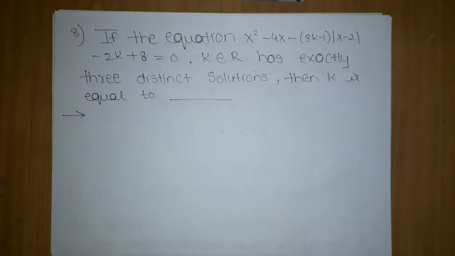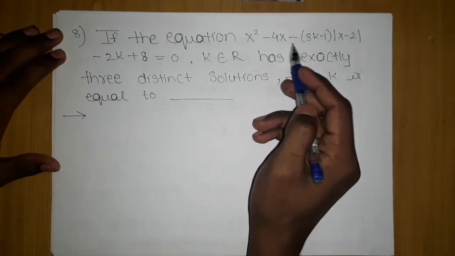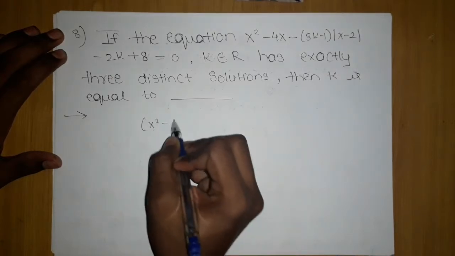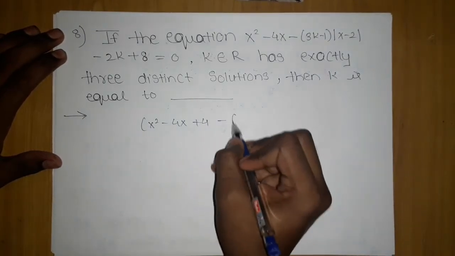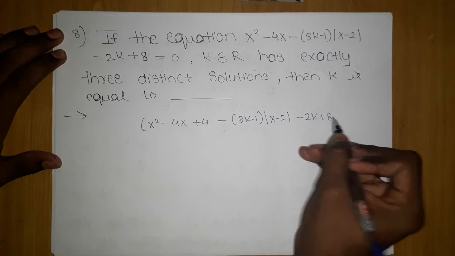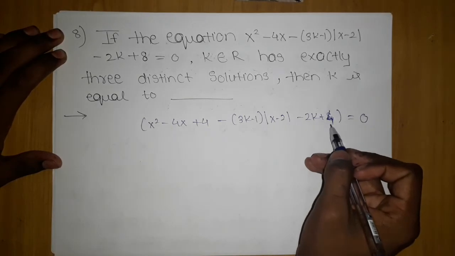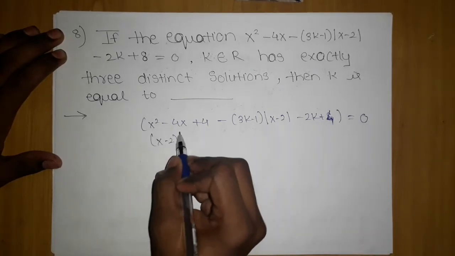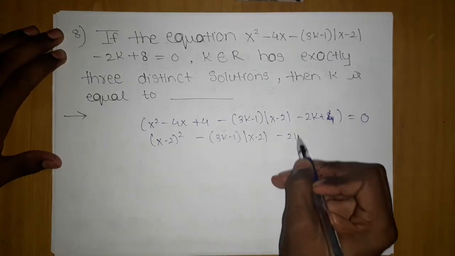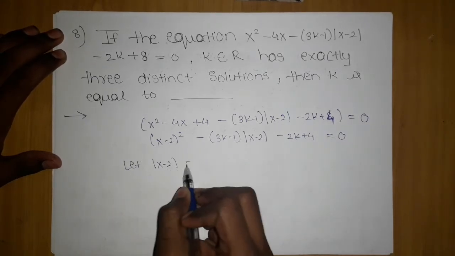Okay, if you see the equation carefully, you will come to know that x square minus 4x, can we create x minus 2 using this 8? Yes, we can. Okay, x square minus 4x, if I take it 4, and k minus 1, this is mod x minus 2, right guys, this is minus 2k plus 8, should be equal to 0. Sorry, this should be 4. I took this 4 here and the rest of the part is here, so I can write this as x minus 2 the whole square minus 3k minus 1 mod x minus 2 minus 2k plus 4 should be equal to 0. Okay, let mod x minus 2 be t.